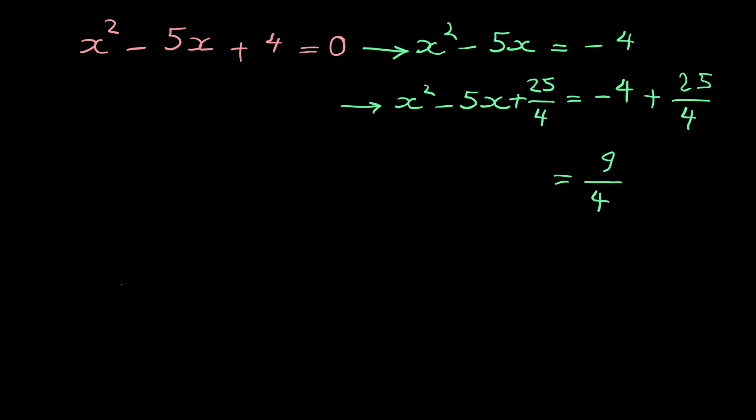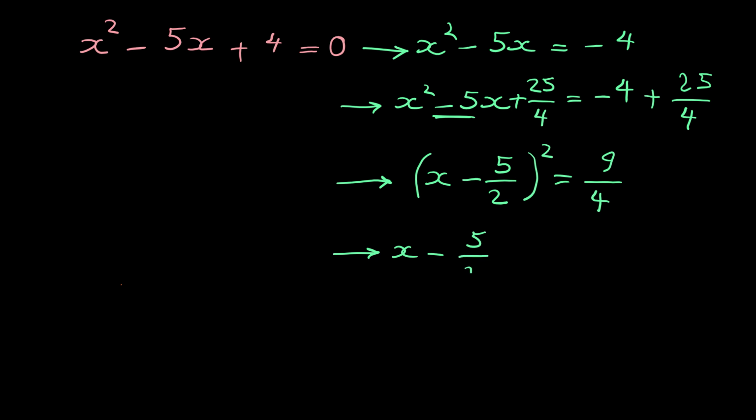What about the left side? As you know, now we can write the left side as a perfect square expression. X minus half of this number, 5 over 2, to the 2. From this point, we are almost done. We take a square root from both sides, plus minus radical 9 over 4. 9 is a perfect square. 4 is also a perfect square. 9 is 3 to the 2, 4 is 2 to the 2. So radical 9 over 4 is basically 3 over 2. So let's write 3 over 2 here.